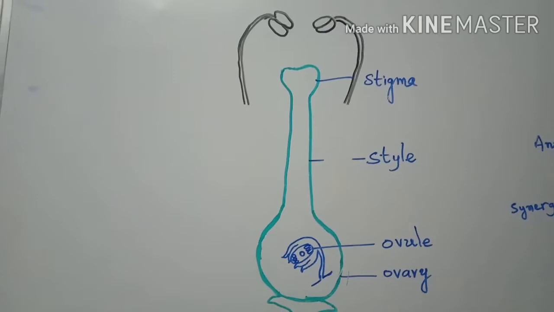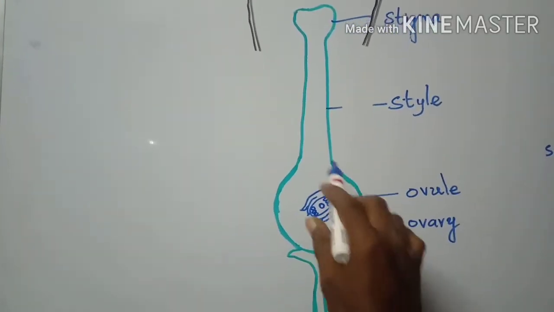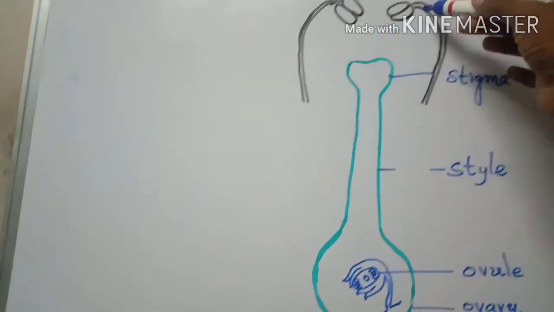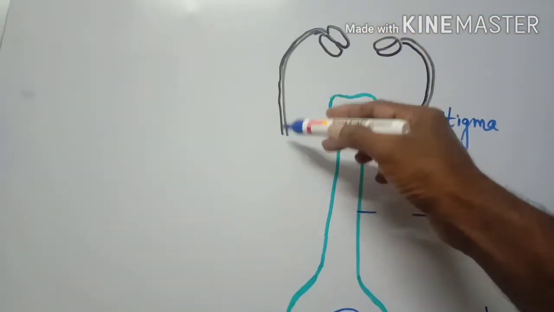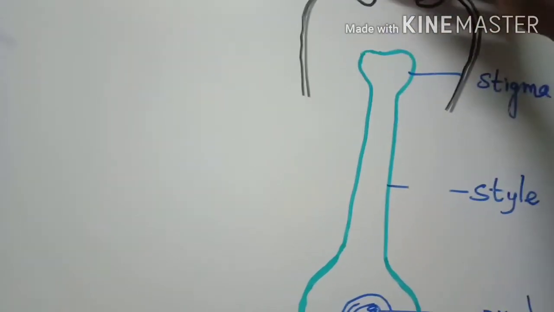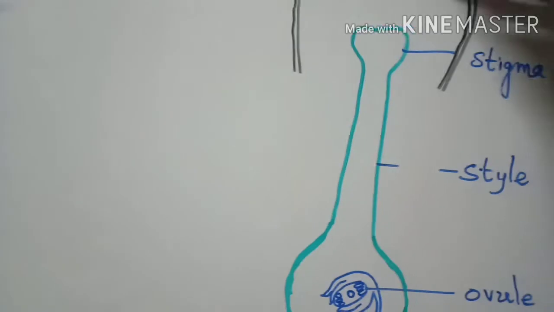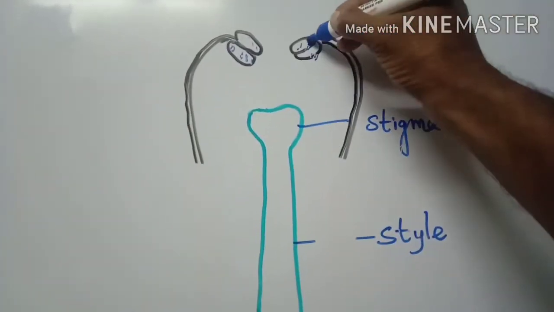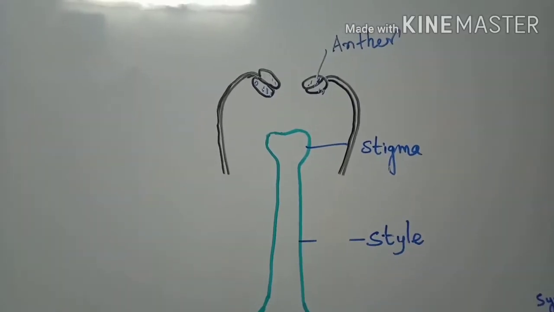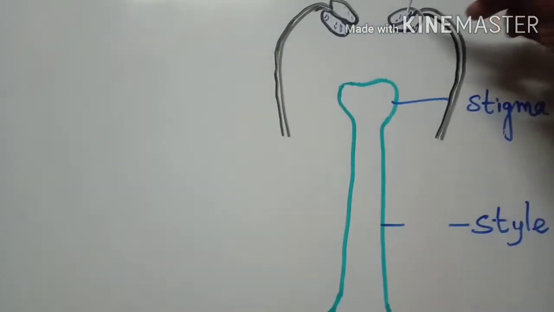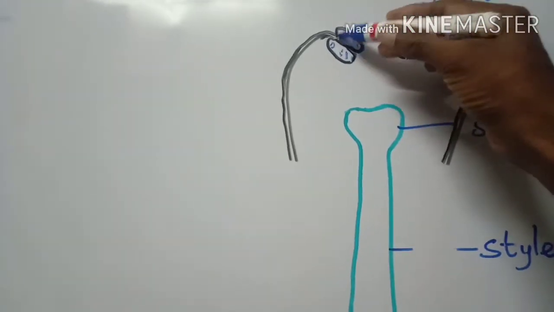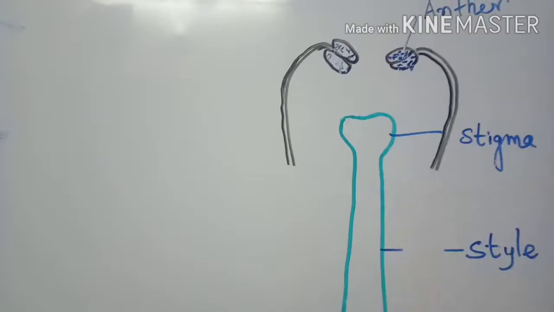Now showing the ovule in the ovary. So in the ovary there is an ovule that is showing. Now we are going to see these parts. So there are stamens. 2 stamens are appearing in the diagram. Then in this stamen, this part is called the anther. So in the anther, what is present? In the anther, pollen grains are generated. In all the anthers, pollen grains are generated.